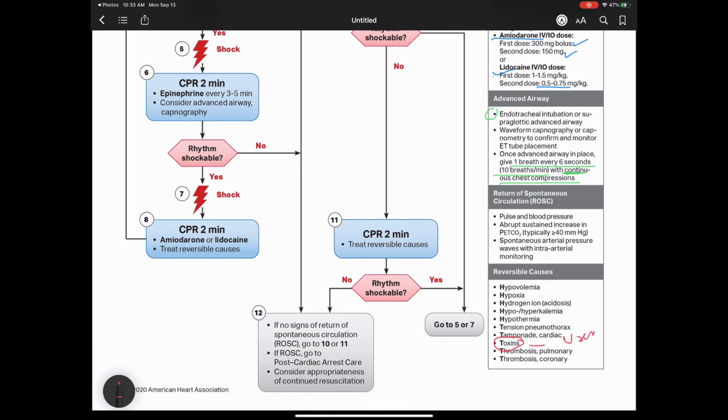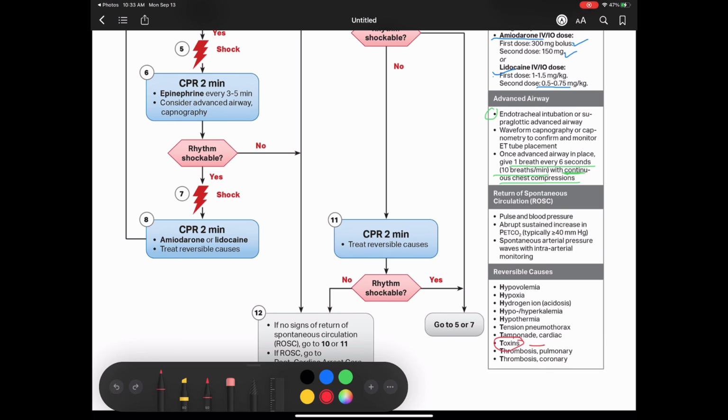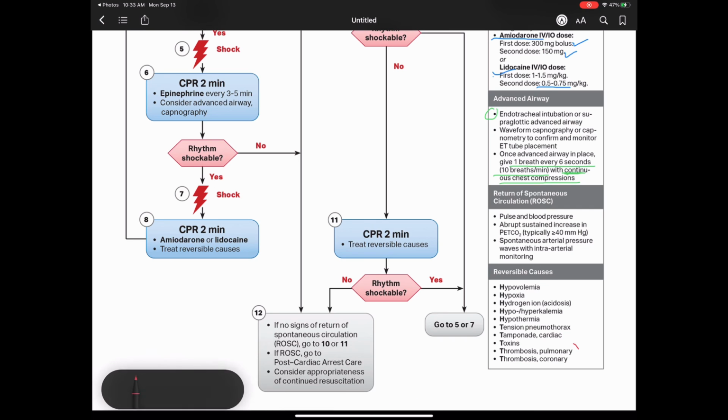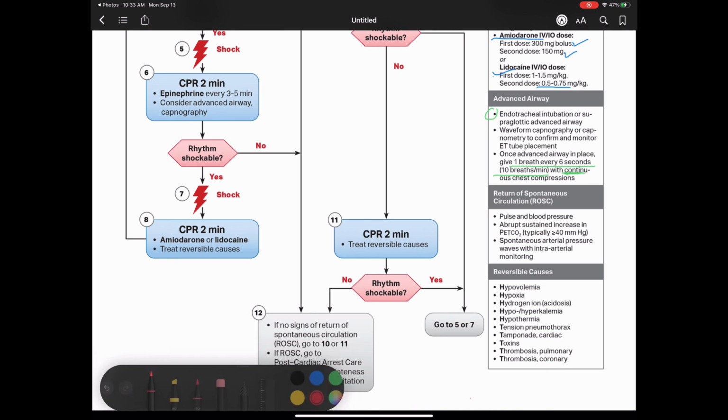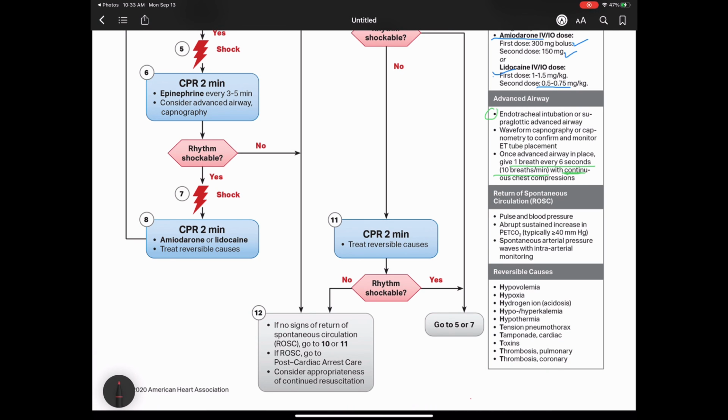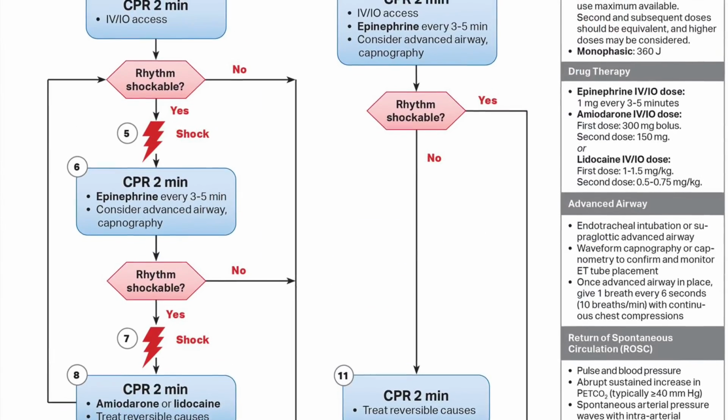Toxins, like in uremic patient, there are excess toxins. You have to treat toxins by giving more IV saline and treating with antitoxins. Pulmonary and coronary thrombosis is treated by giving heparin. Heparin is a blood thinner that will release the thrombosis. So these are the most important CPR monitoring conditions.